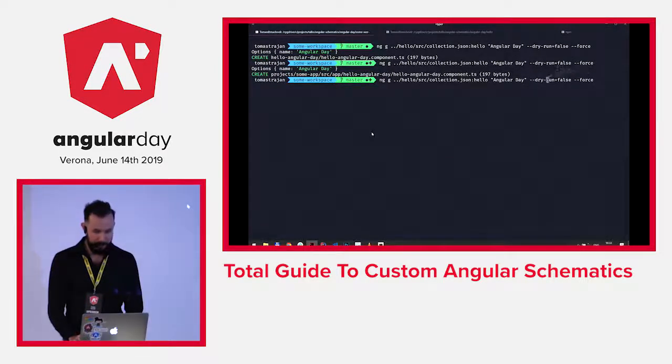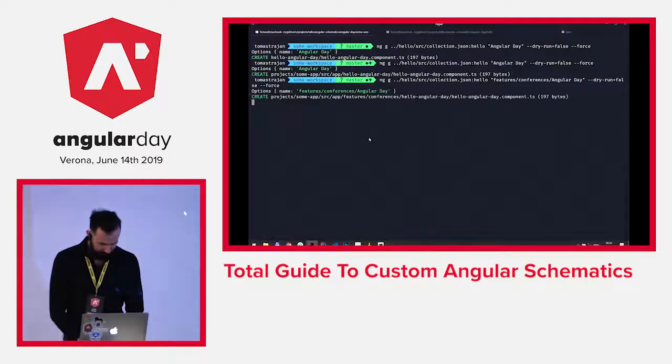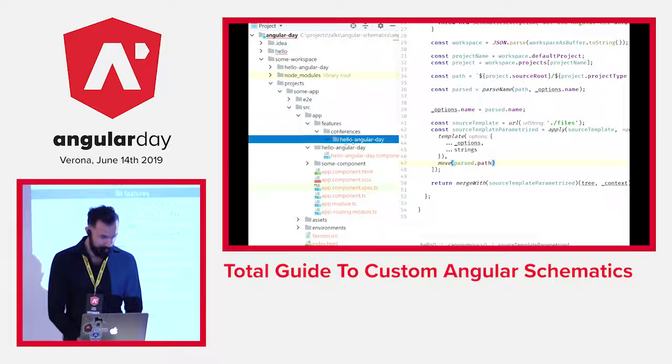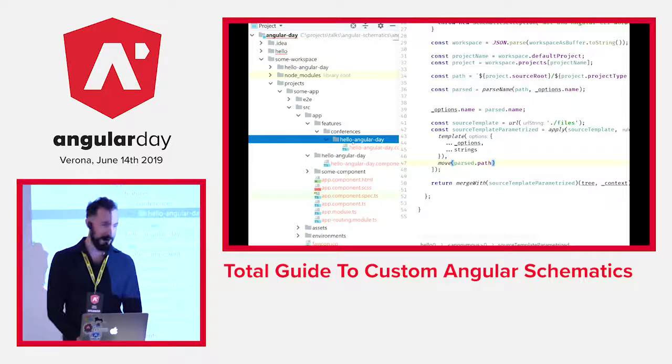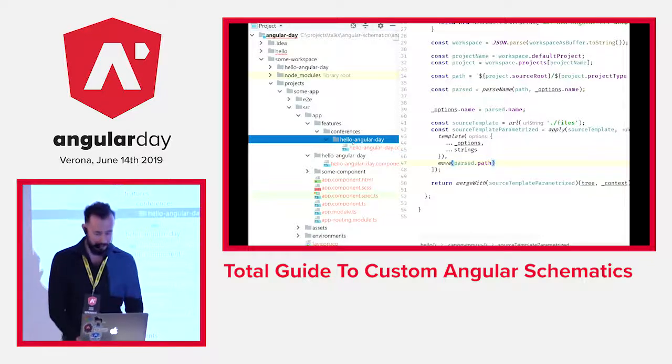Now, also it supports, maybe if you used Angular CLI, you know, you can say something like this. You can say like features slash conferences slash Angular day, and this should create all the nested structure. And this should happen now because we are using this parsed name. So let's see. All right. And now we see the whole structure was actually created for us. So this is very powerful, and we just get it with this one function out of the box. So that's pretty nice.